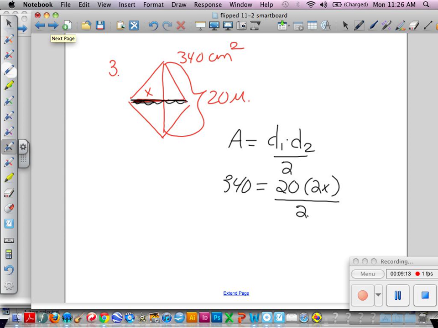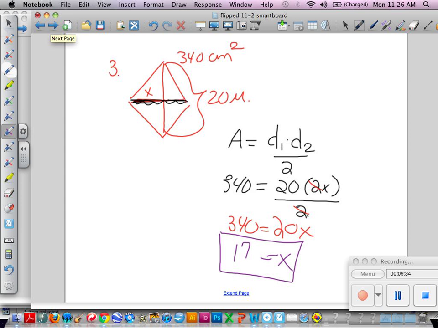So do you guys see here? Once again, my 2's are going to cancel. So I got 340 equals 20X. I'm going to divide by 20, and I'm going to get 17. So our value of X is 17.